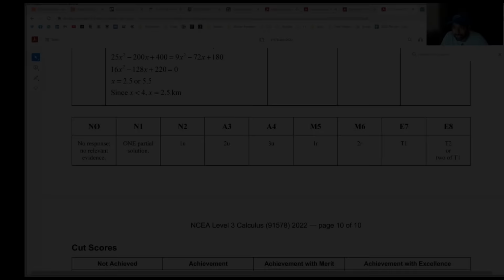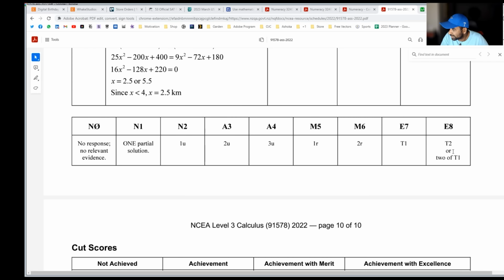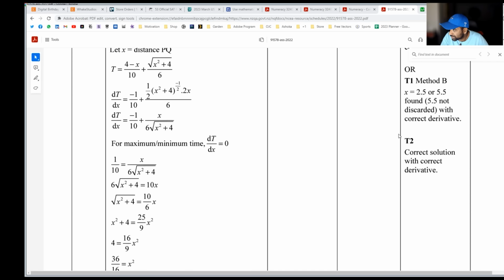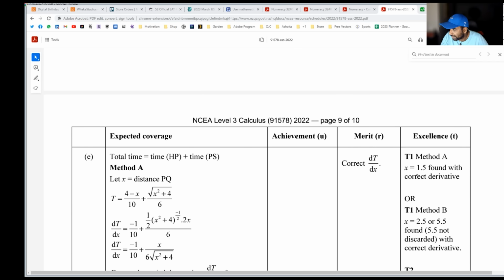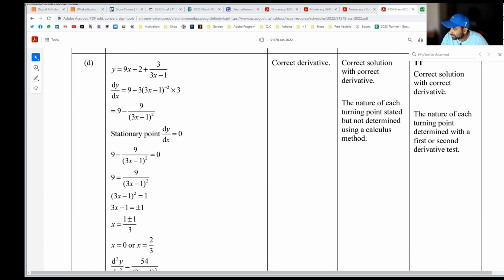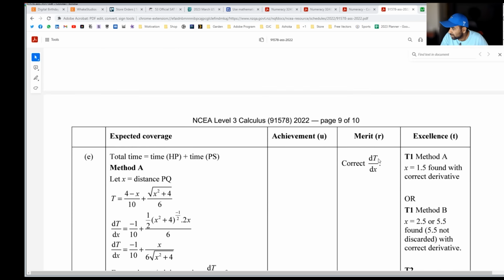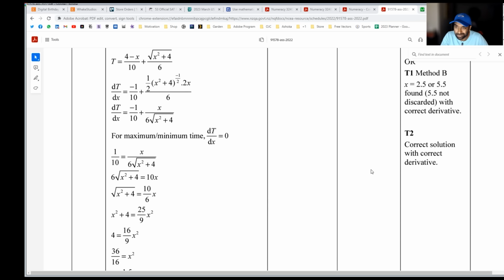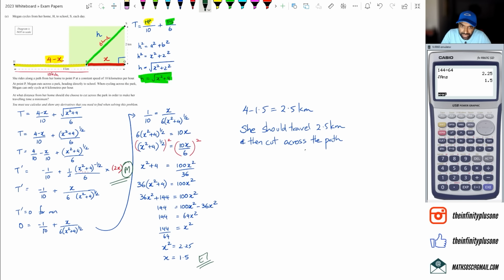I'm just having a look at this. So you could actually get 2 of T1. For this question, you could get the 1.5, and then you could get the T1 from the previous question, which will give you T2, which gives you 8 points. Or if you just get the full correct answer for this question, where you say she should travel 2.5 and then cut across, you end up getting that full E8, which happens to be the 8 points right there.